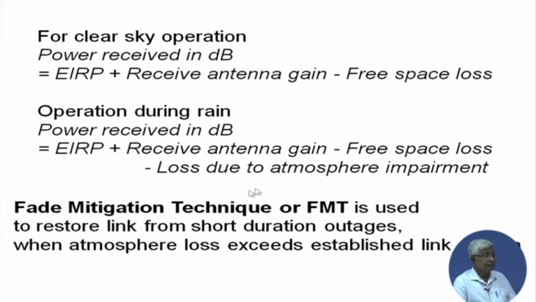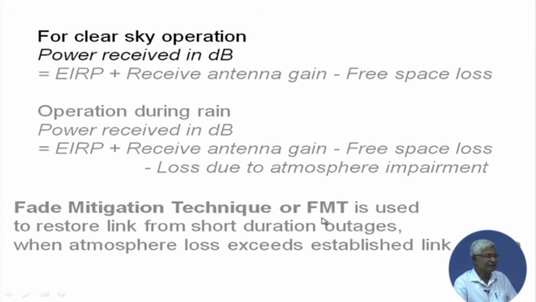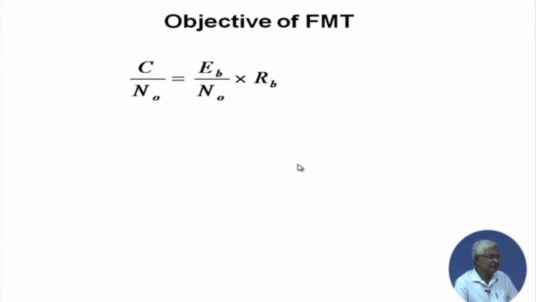So, we have to mitigate this, that is called fade mitigation technique or FMT, that is used to restore the link from the short duration outage. Just now we talked about Virat Kohli hitting a 6, that short duration outage when the atmospheric loss exceeds the established link margin. So, that is the fade mitigation technique. It could be for longer duration also, but many people are interested in this short time mitigation. So, the objective of the FMT, I put it in a slightly different way.